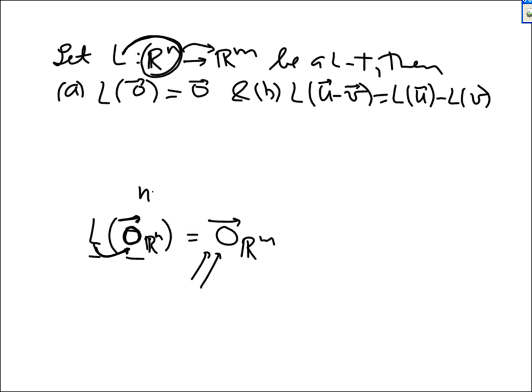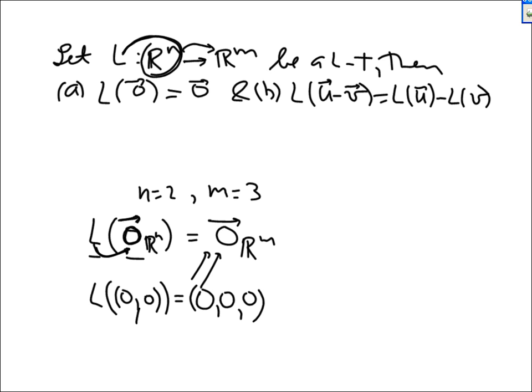Now, if n was equal to 2 and m was 3, well, what I'm saying is L of the zero vector in R2 gives me the zero vector in R3. Okay, these two vectors are not equal. Unless n and m are equal, the zero vector in Rn is not the same as the zero vector in Rm. Again, if m and n are equal, then yeah, they are the same zero vector.